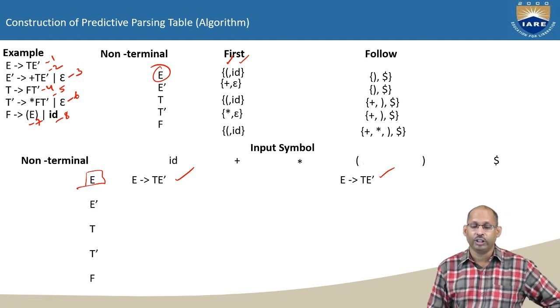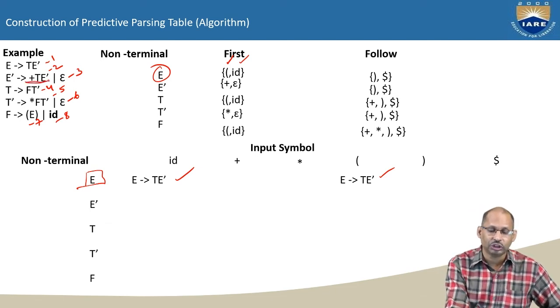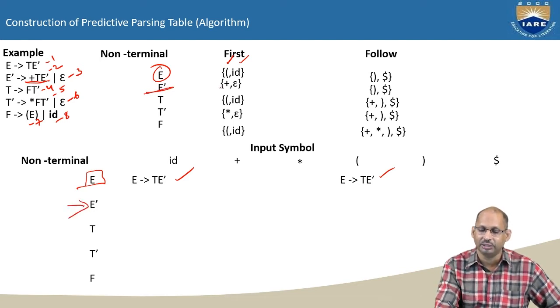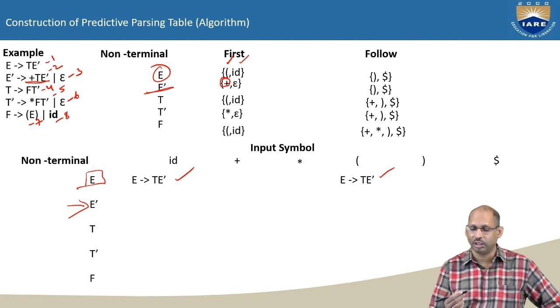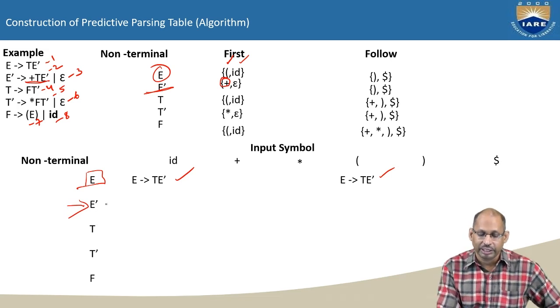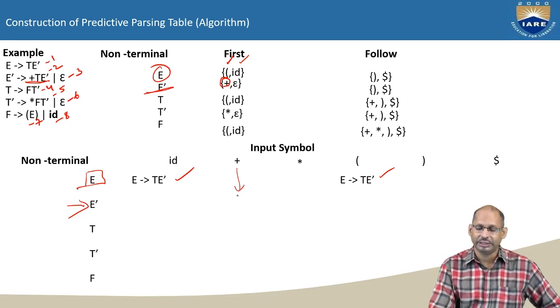Now, for the second production. For the second production, for the non-terminal E dash, plus is the answer. Plus is the terminal. So, in the second row, plus sign, we write the second production.